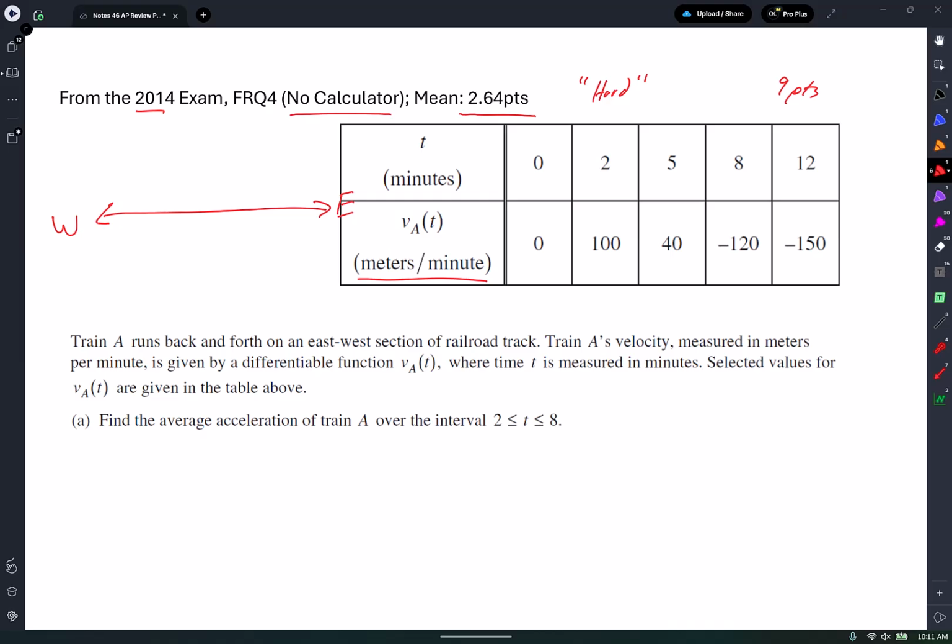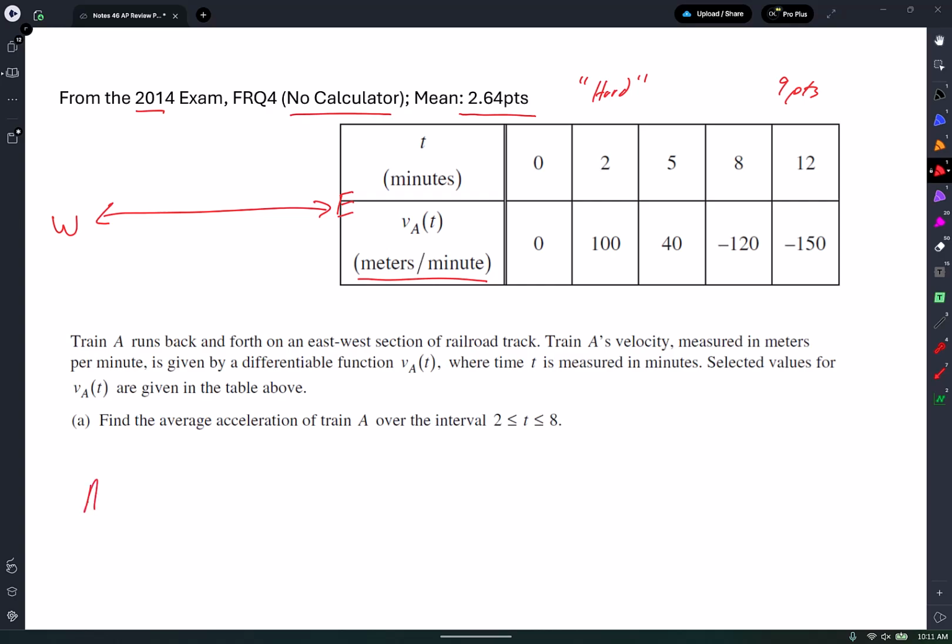All right, letter A. You want to read it for us, Ms. Rodriguez? Find the average acceleration of train A over the interval 2 to 8. Yeah, you can just say where t is between 2 and 8. That's fine. How do I find the average of anything? We just talked about it. No, that was average velocity.